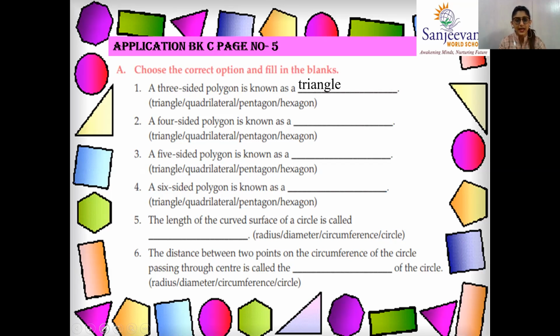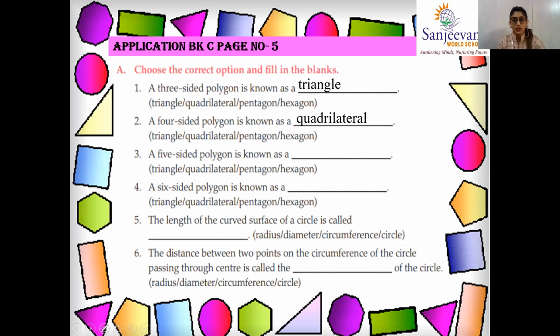A four-sided polygon is known as... Any figure having three or more than three sides is known as a polygon. So a square also becomes a polygon. So which shape has four sides? The options given to us are triangle, quadrilateral, pentagon and hexagon. Obviously quadrilateral has four sides.